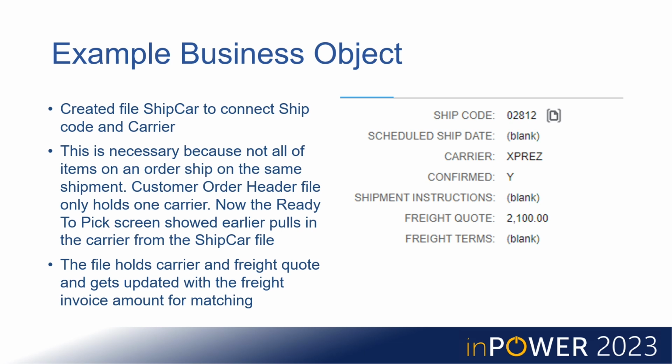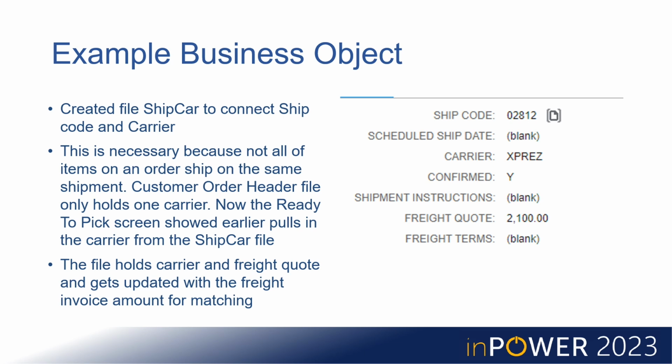As you see, I have ship code, I have a scheduled ship date if I want to put it in there. I have what carrier, I have whether it's confirmed, I have a freight quote in there, any special freight terms or special shipment instructions. Freight terms is another thing that you can only assign on the customer order header level. So this gives us the opportunity to do it on the lower level, on the line item level.